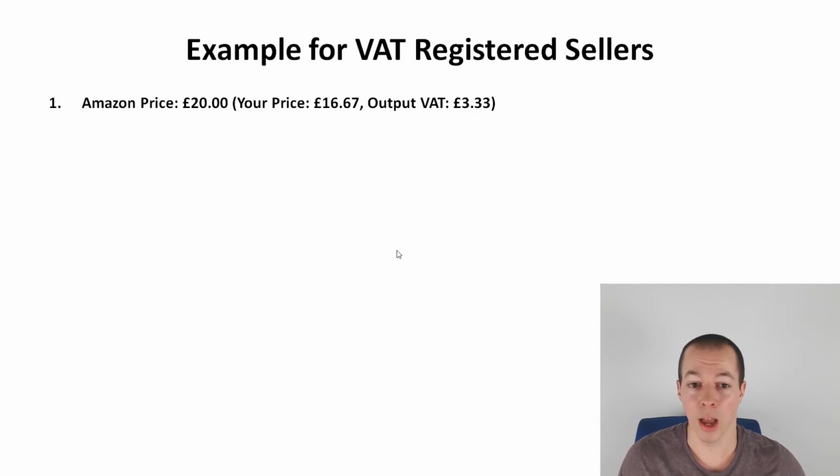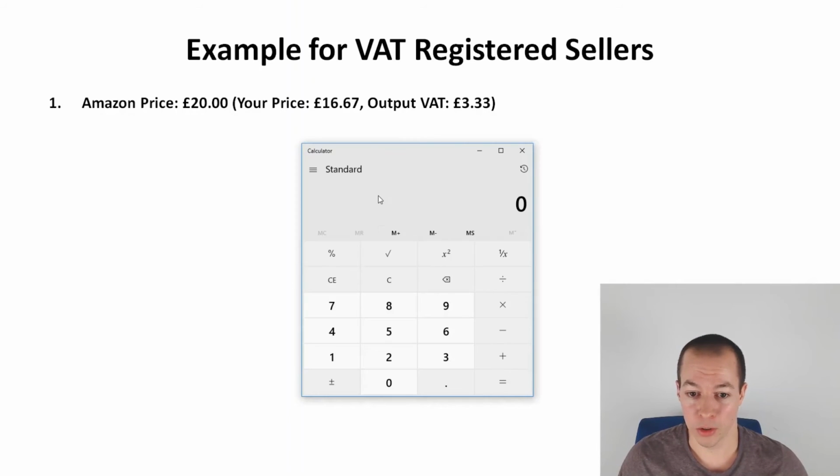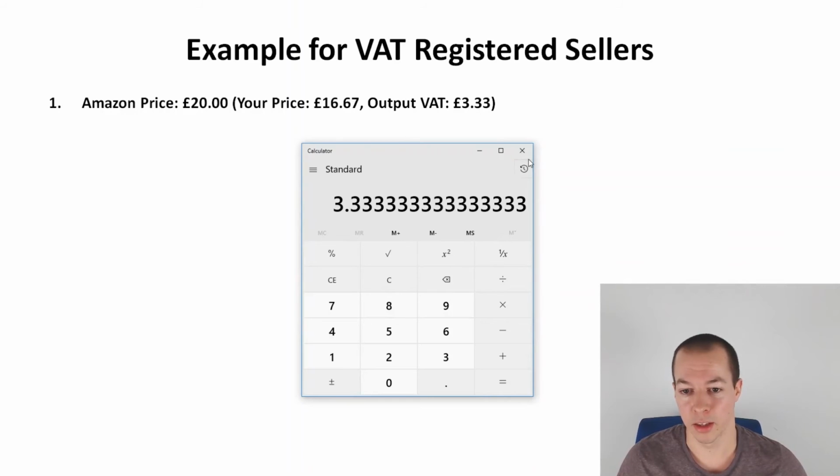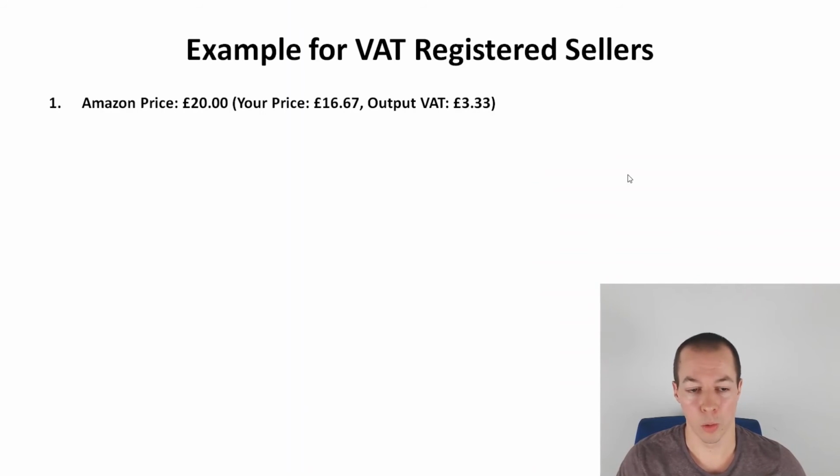But how that breaks down is £16.67 is the price, and then the output VAT is £3.33. Now to show you, based on what I was doing earlier, if you do the £20, like we said, divide that by 6, £3.33, and that is your VAT. So you can see there, that is exactly what we're doing with this example.